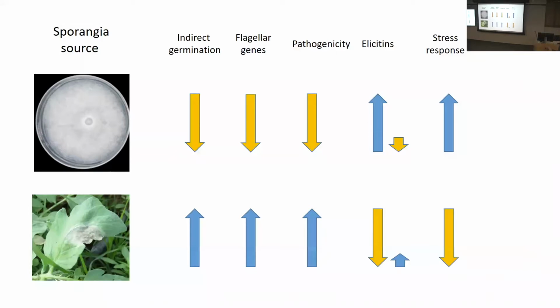And it really describes the differences. If sporangia come from a plate, indirect germination is lower, flagellar genes are lower, pathogenicity is down, elicitins are up, and stress response is up. If the sporangia come from a leaflet, indirect germination is up, flagellar genes are up, pathogenicity is up, elicitins are largely down, and the stress response is down.